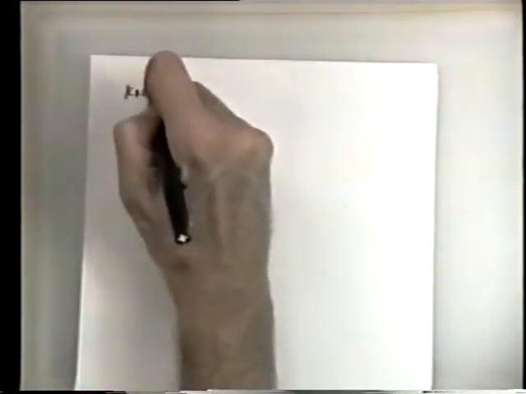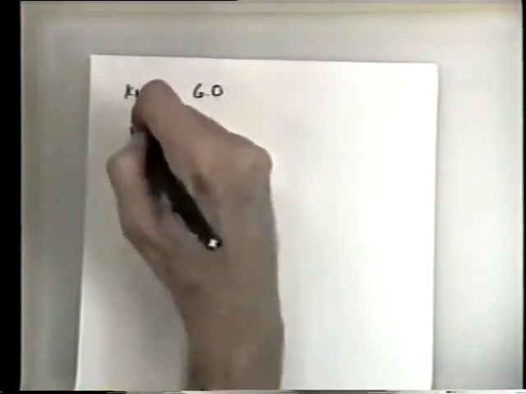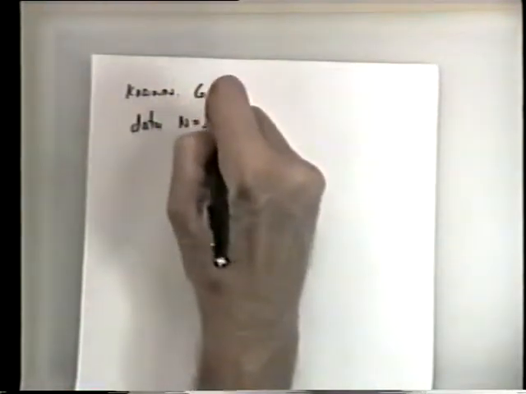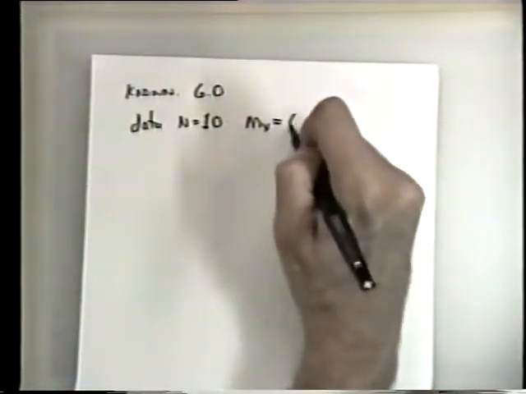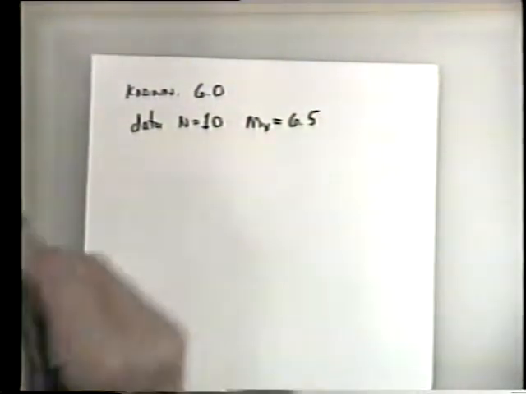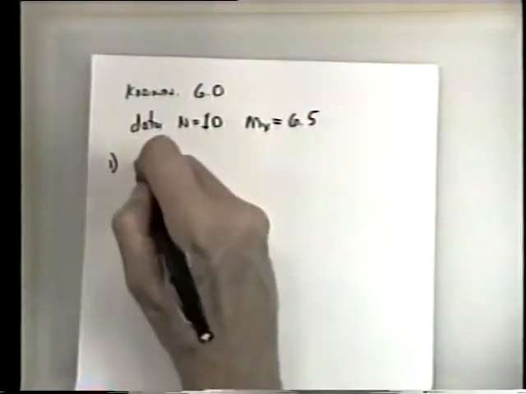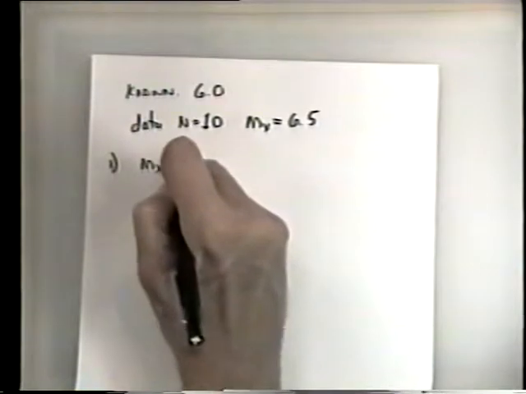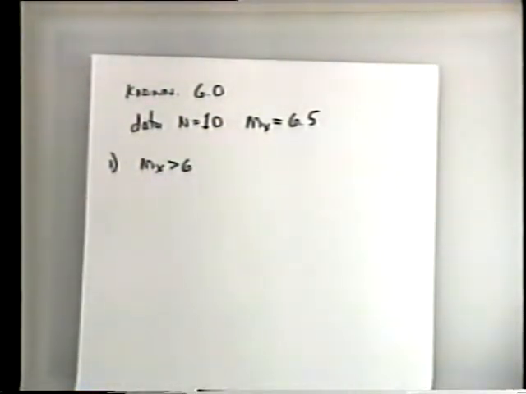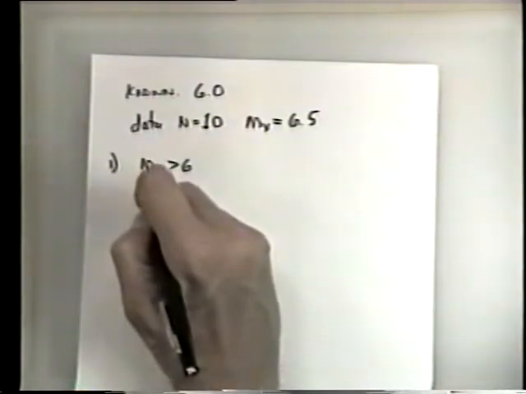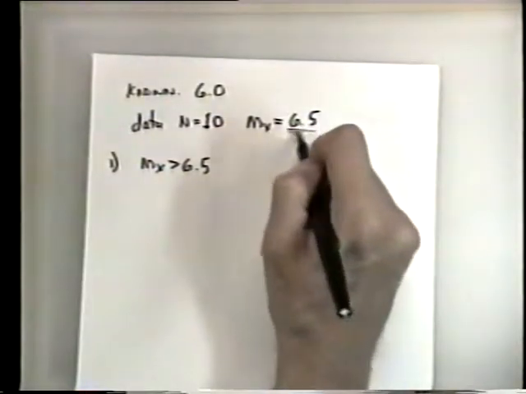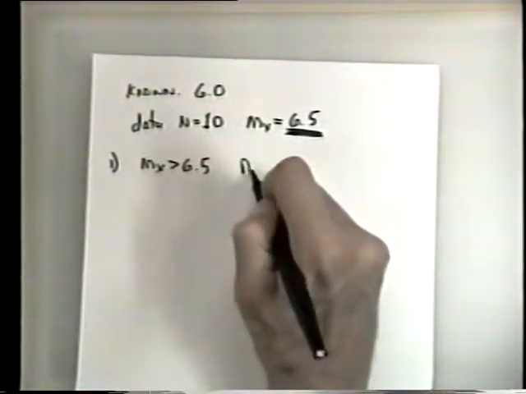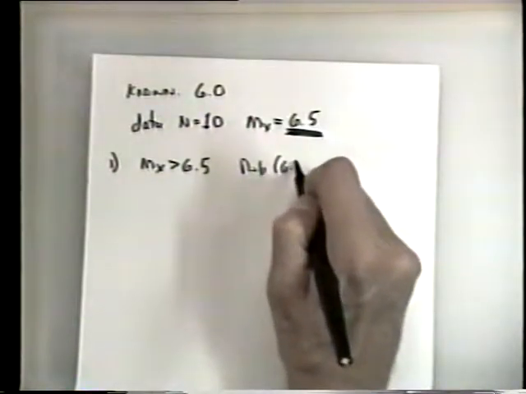Let's say that the known mean, like we had before, was 6.0. Okay? And in the data, we have 10 values. And we calculate the mean of the data. Let's say the mean of the data turned out to be 6.5. So we could ask two questions. The first question we could ask, you know, whatever mean we got, was that mean going to be greater than 6? Or, because we got 6.5, what's the probability that we would have gotten 6.5 or bigger?